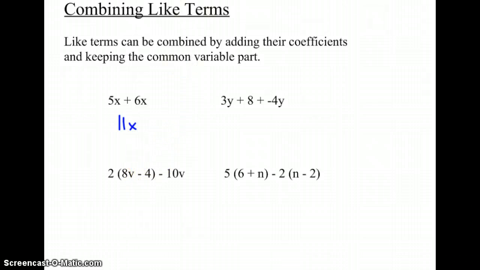My like terms in the second example are the 3y and the negative 4y. Those guys are like terms. Because they have identical variable parts, we are going to add their coefficients together. 3 plus a negative 4 is negative 1y plus 8. I want you to pause the video and try the last two examples.